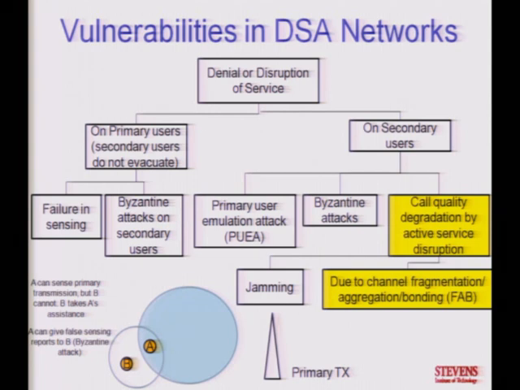This one type is by jamming. You could just jam a channel, right? But we are not talking about jamming here. We are talking about a specific attack due to channel fragmentation, aggregation, and bonding. I'll first explain what channel fragmentation, aggregation, and bonding is, and then I'll come to why that could cause a service disruption. Feel free to stop me at any stage if you have a question.